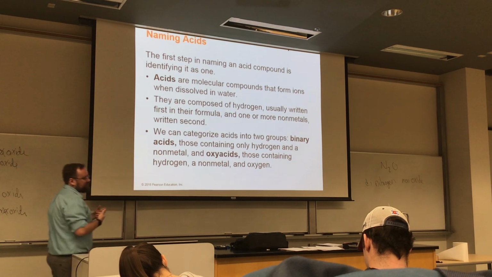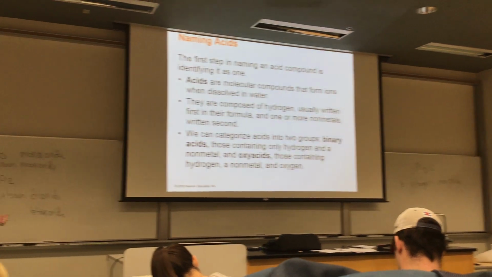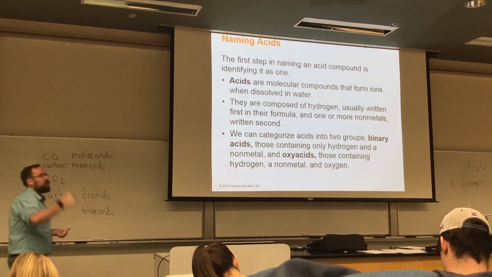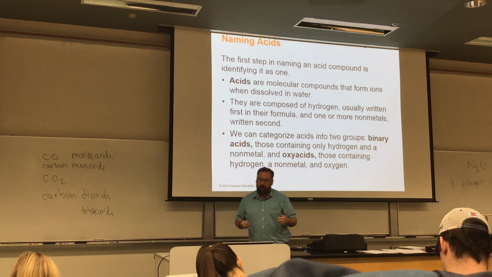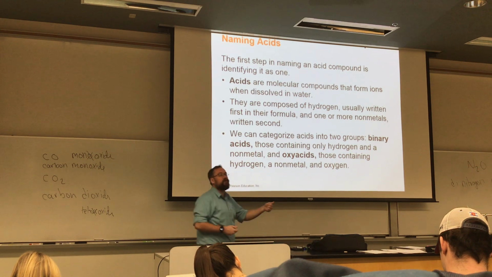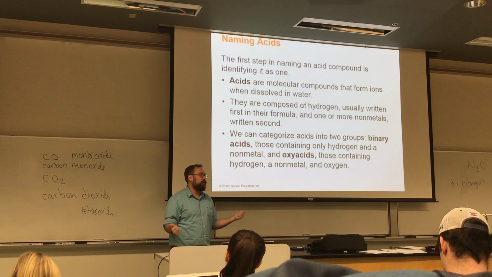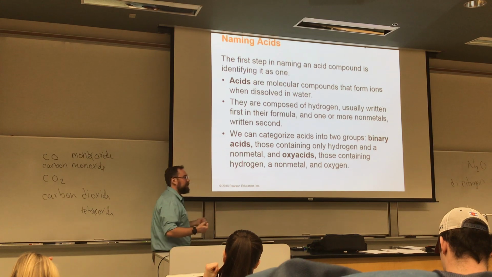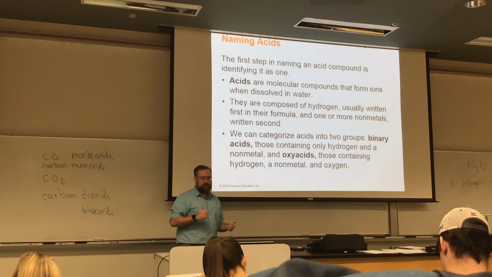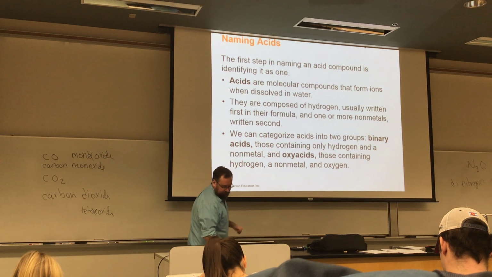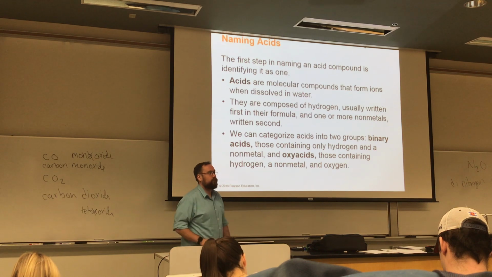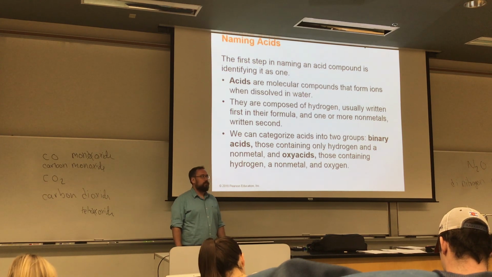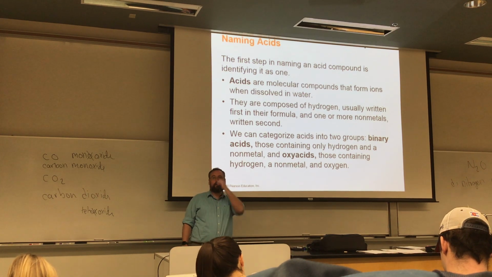So we can categorize these into two groups: binary acids, which is hydrogen and one of our halogens, so group 7A elements, or oxyacids, which is hydrogen and one of our oxygen-containing polyatomic oxyanions. That's the short word. So those containing hydrogen, a nonmetal, and oxygen. Is that clear-ish?